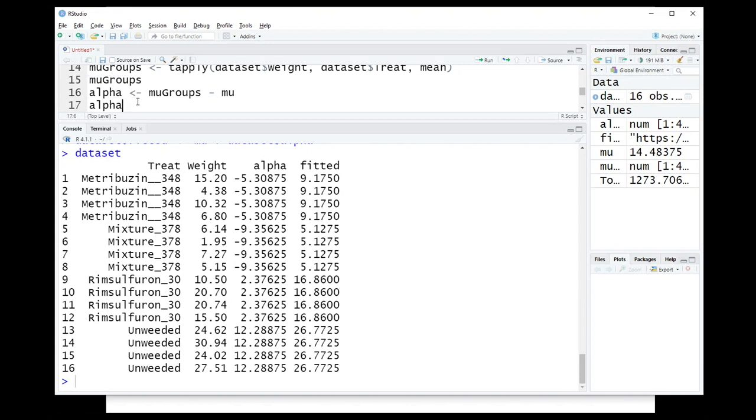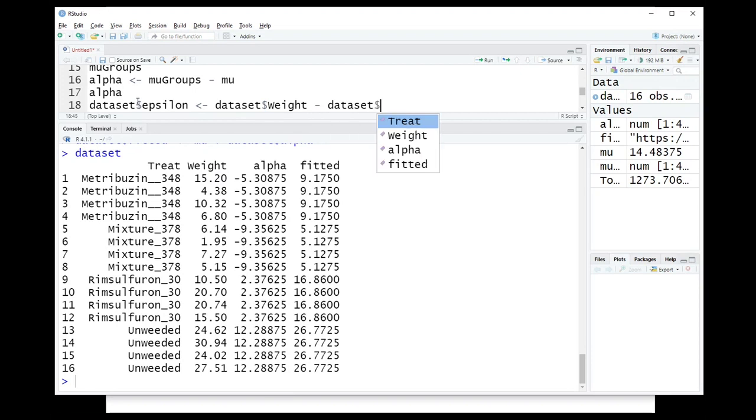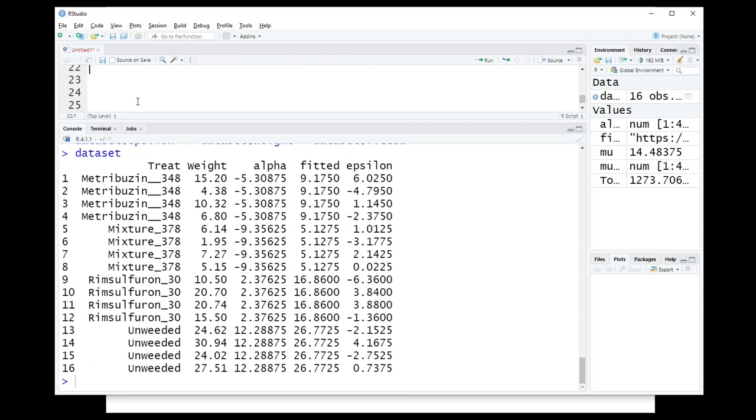So now we can calculate the residuals, epsilon. And I put it inside the data set, and epsilon is equal to the observation, data set weight, minus data set $fitted. Okay, so I want to show you once more the data set now. Now we have all elements.